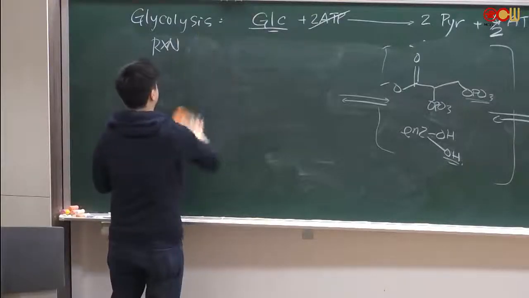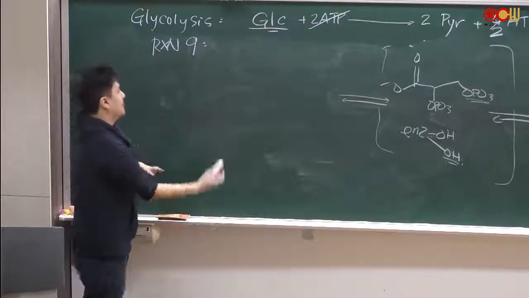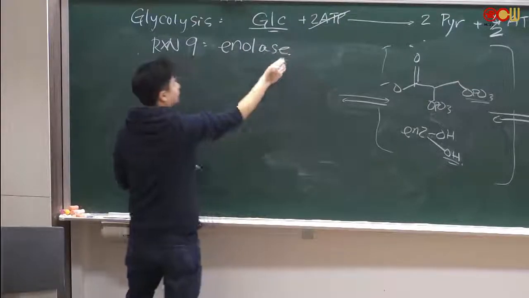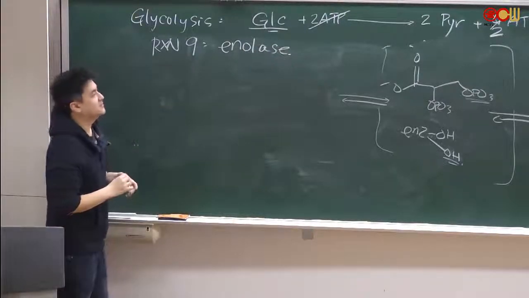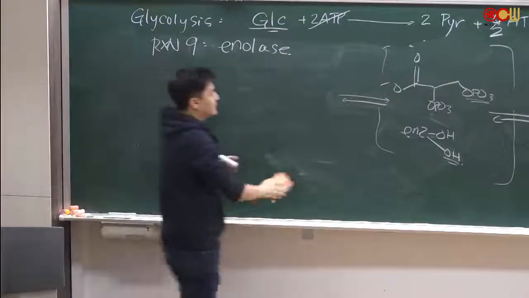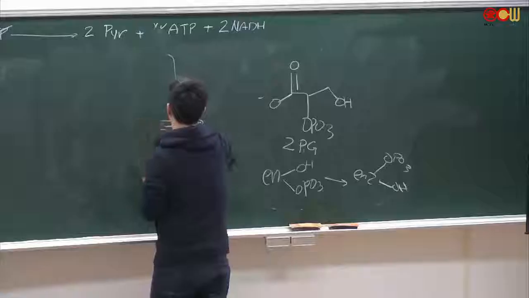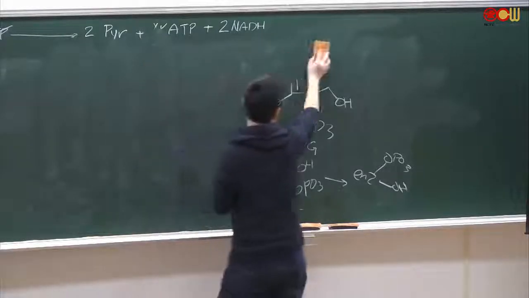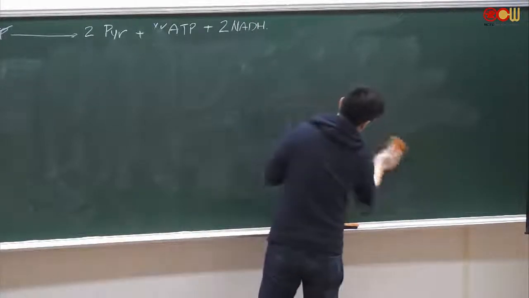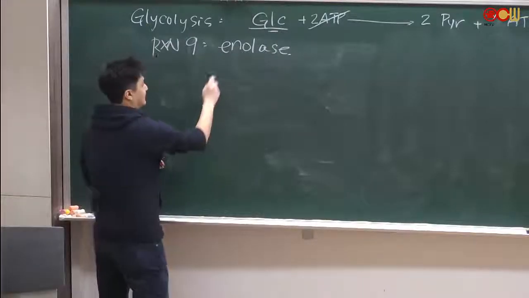Reaction 9 is called enolase, and the name obviously has something to do with the fact that you have an enol somewhere. This reaction is also named by its reverse reaction, where PEP is an enol and you are hydrolyzing the enol. So it's called enolase.